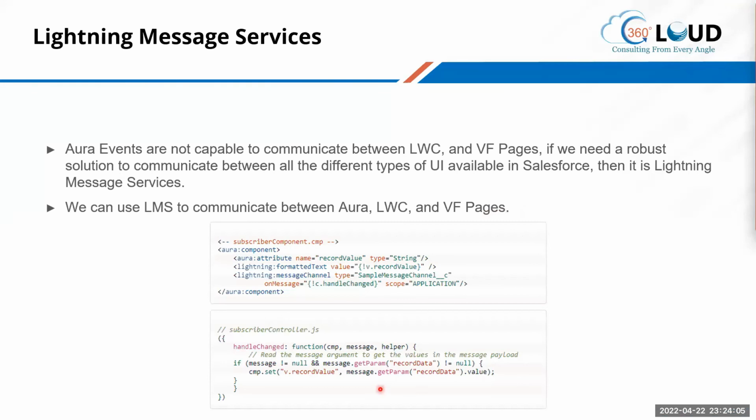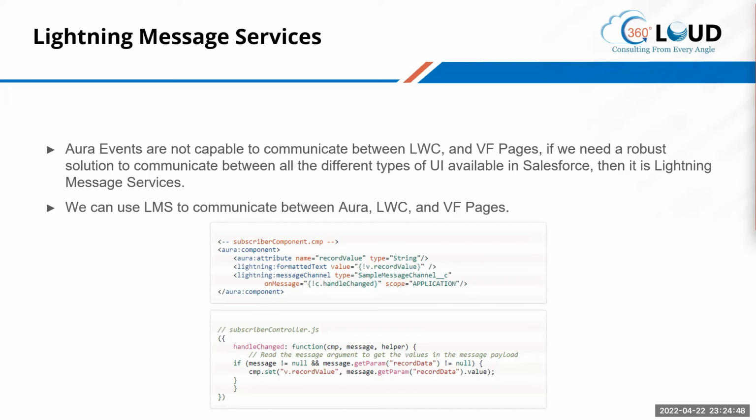So coming to the Lightning Message Service. Currently you saw that we were using two Aura components together. But what if you have an old Aura component and you created a new LWC component and you need to communicate between these two? Things will work very easy, where you will simply be using the Lightning Message Service, the LMS from Salesforce, where you can communicate between LWC, VF pages, and Aura simultaneously in the same way. This is also the application event, component event counterpart only.